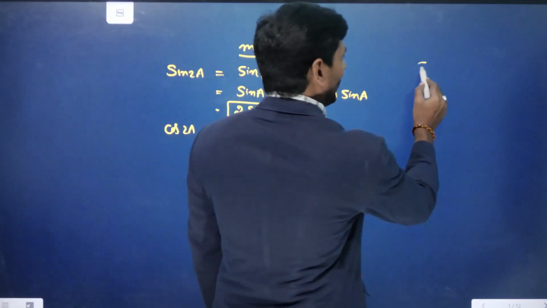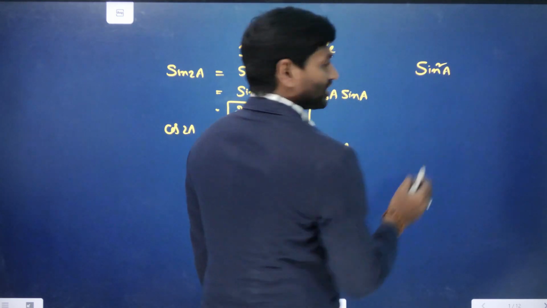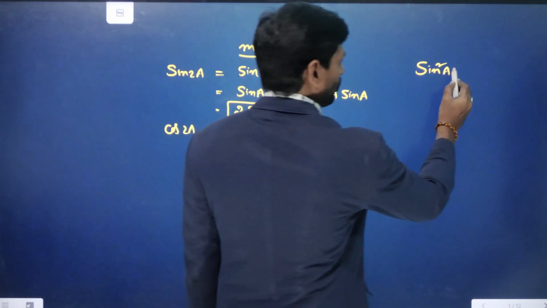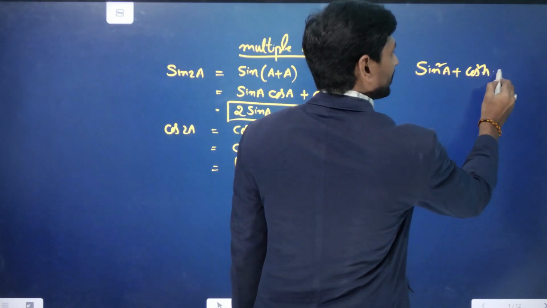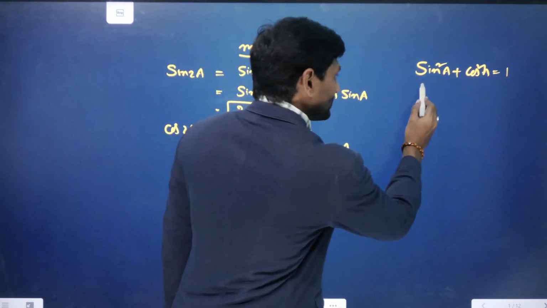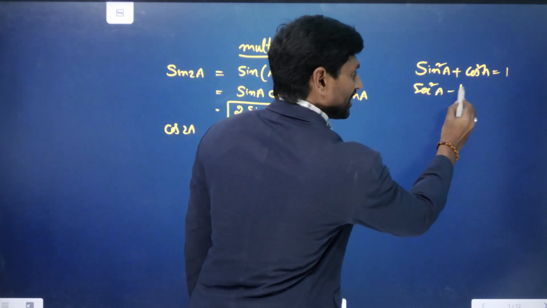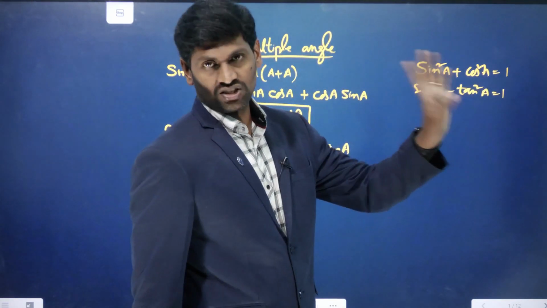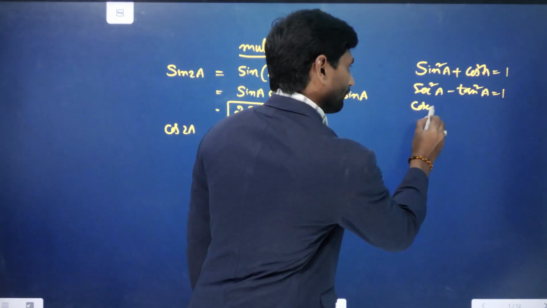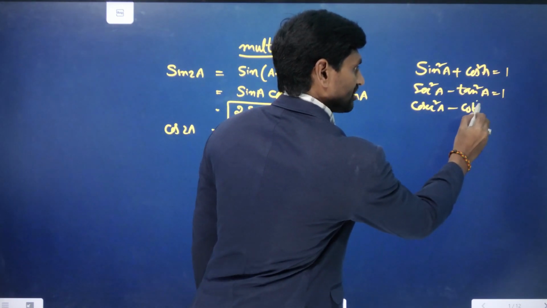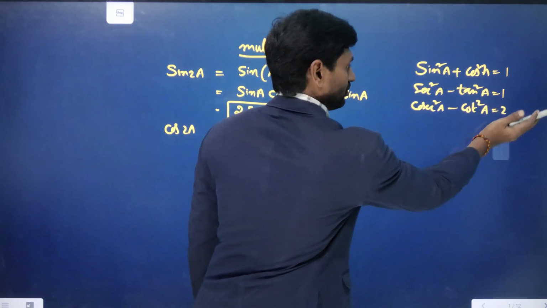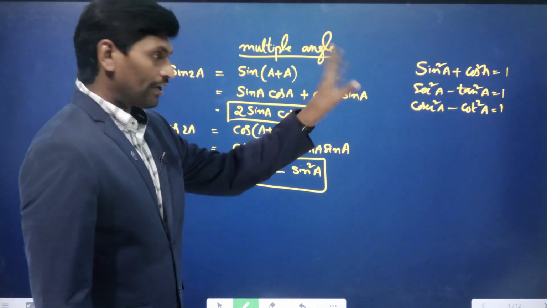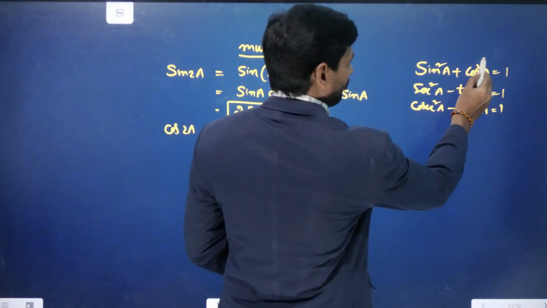Okay, let us recollect the identities first. What are the identities we learned? We have discussed 3 identities. Sin square A plus cos square A equals 1. Secant square A minus tan square A equals 1. And cosecant square A minus cot square A equals 1.